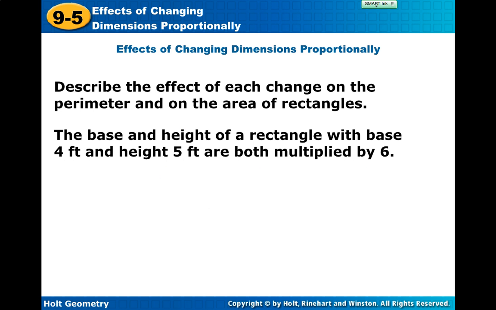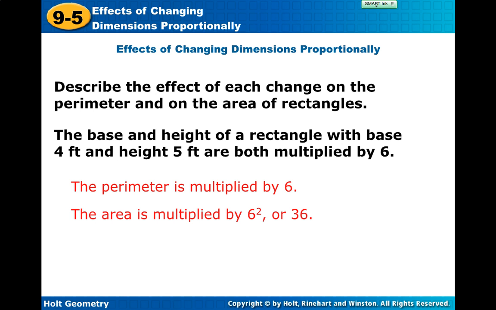All right, so what's going to happen to these rectangles? The base and height of a rectangle that had a base of 4 and a height of 5 are both multiplied by 6. So look at what happens when you change both dimensions. In your notes you just wrote down, what effect is the perimeter going to have? Perimeter will be multiplied by 6. Area will be multiplied by the change squared. So multiplied by 6 squared, which is 36. So the area will be 36 times as big. It will be multiplied by 36.